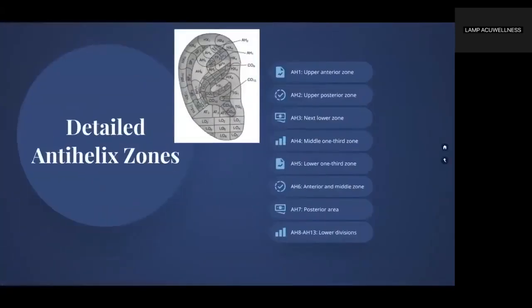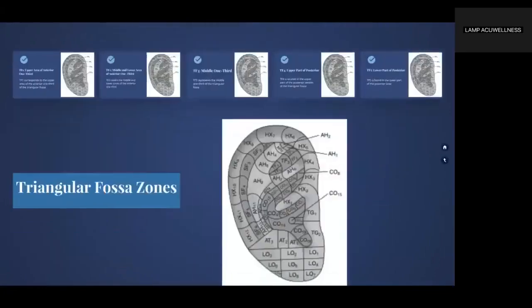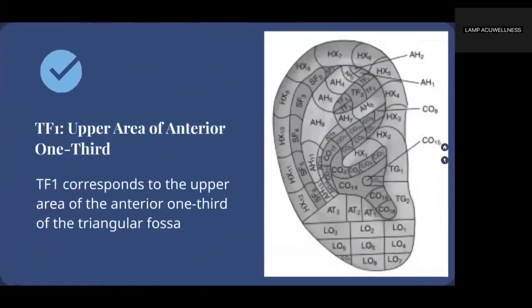AH1, upper anterior zone. AH2 is the upper posterior zone. AH3, next lower zone. AH4, middle 1/3 zone. AH5, lower 1/3 zone. AH6, anterior and middle zone. AH7, posterior area. AH8 to AH13, lower divisions.